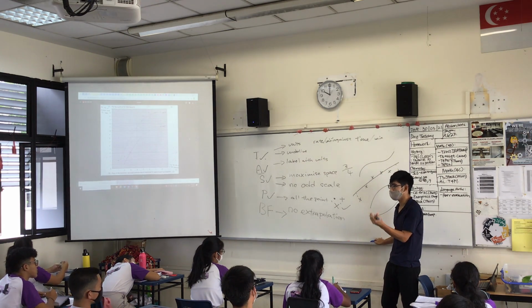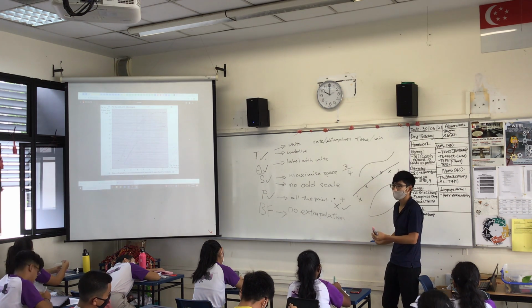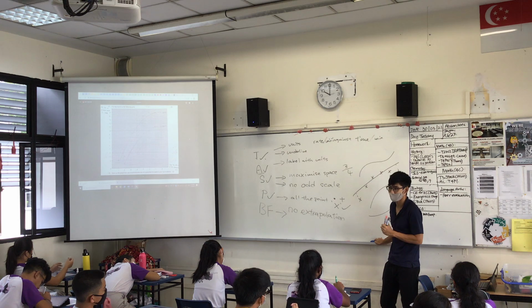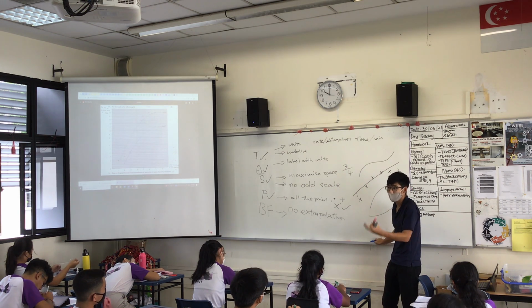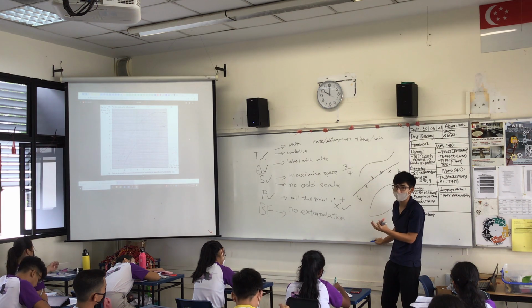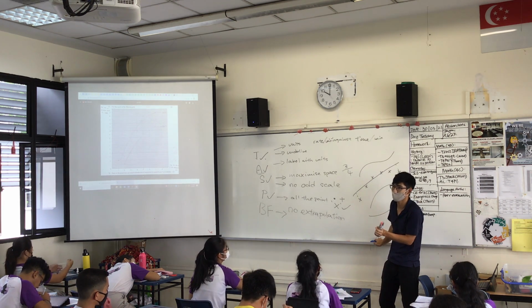Whatever points we give you should allow you to draw either a curve or a straight line, unless the data came from yourself, then it's likely to be wonky. But if we provide you the data, you usually can get a curve or a straight line. So use connect the dots as a last resort for yourself.